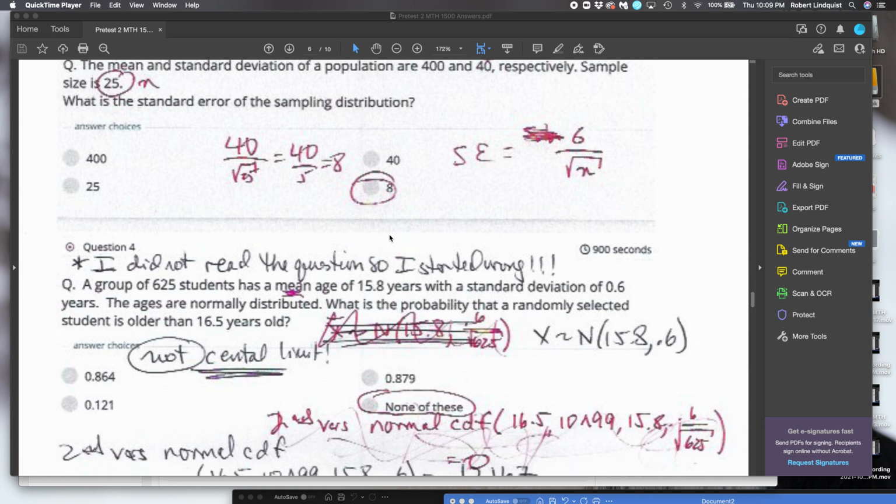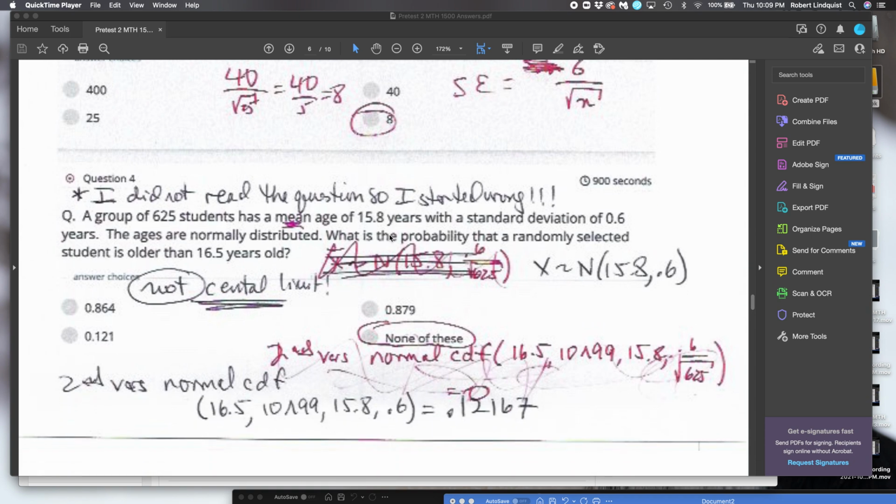Okay. Next up, when I did this question the first time, I started wrong because I didn't read it right, because I was listening to Lynyrd Skynyrd stuff. A group of 625 students has a mean age of 15.8 and a standard deviation of 0.6. The ages are normally distributed. What's the probability that a randomly selected student is older than 16.5?